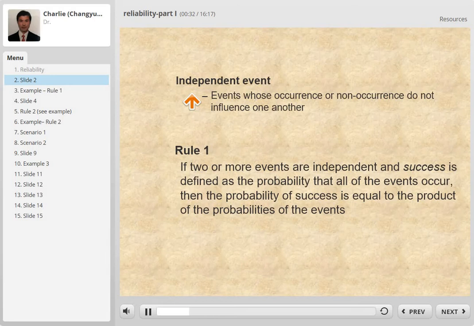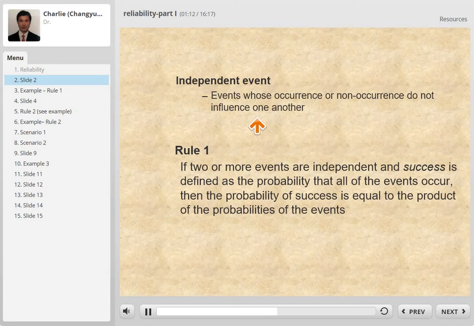Basically, it means that there are two events or more, which one that occurs does not have anything to do with others. Okay, so they're independent. Here's rule number 1 from probability. If two or more events are independent and success is designed as a probability that all the events occur, then the probability of success is equal to the product of the probabilities of the events.